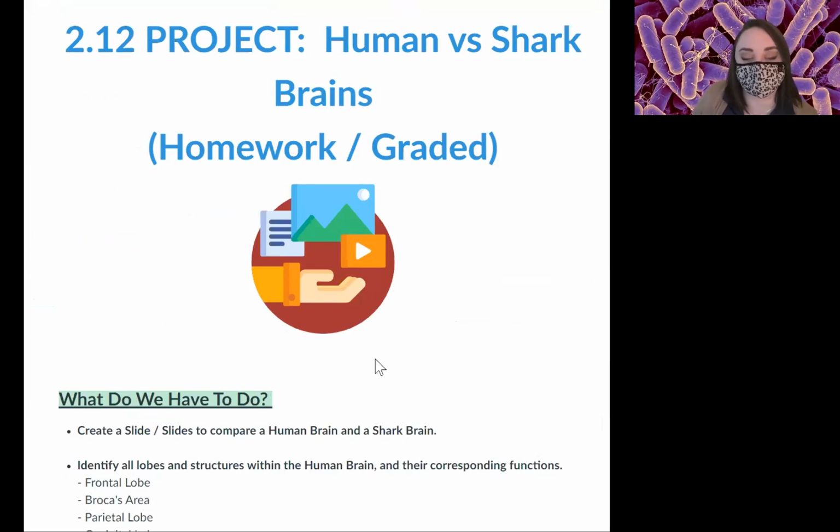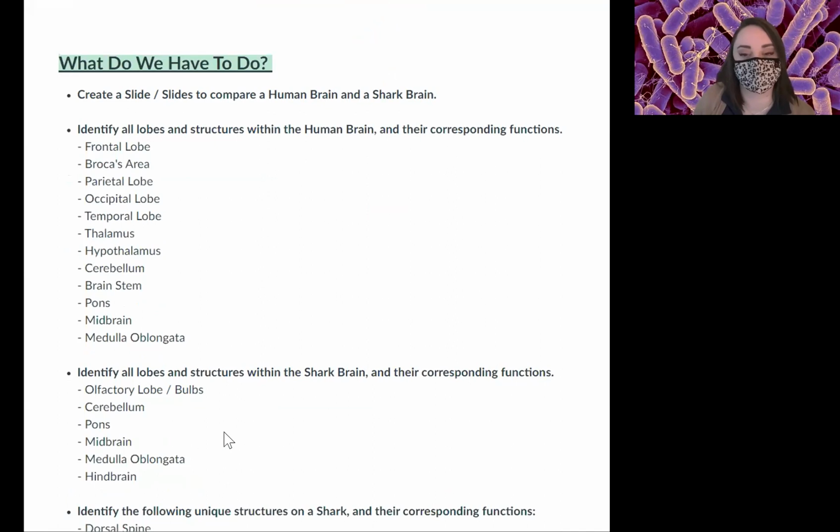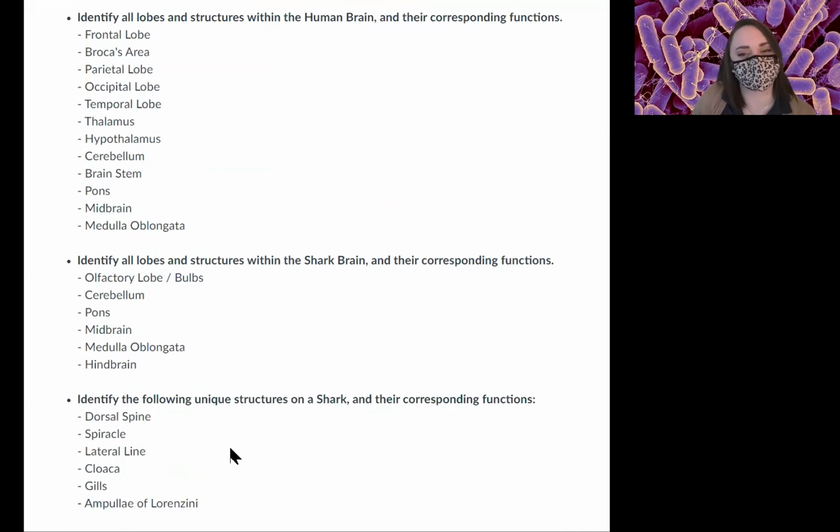So it says here, what do we have to do? You have to create a slide or multiple slides to compare a human brain and a shark brain. You need to identify all lobes and structures within the human brain and their corresponding functions. So I've listed those all out for you. You want to make sure to identify the following lobes and structures within the shark brain and their corresponding functions. Okay, so notice that some are a little different here than what we see in the human list. Identify the following unique structures on a shark and their functions.